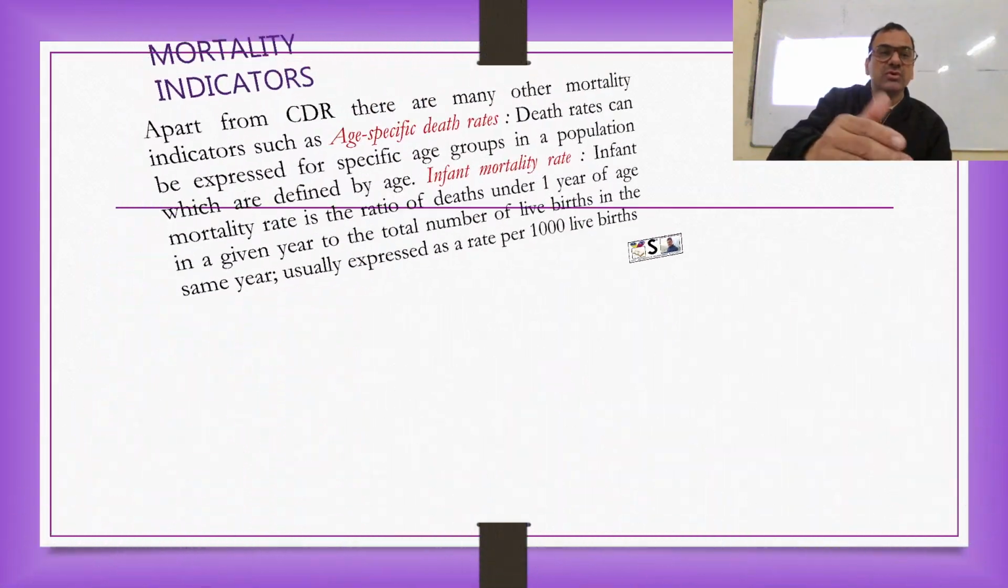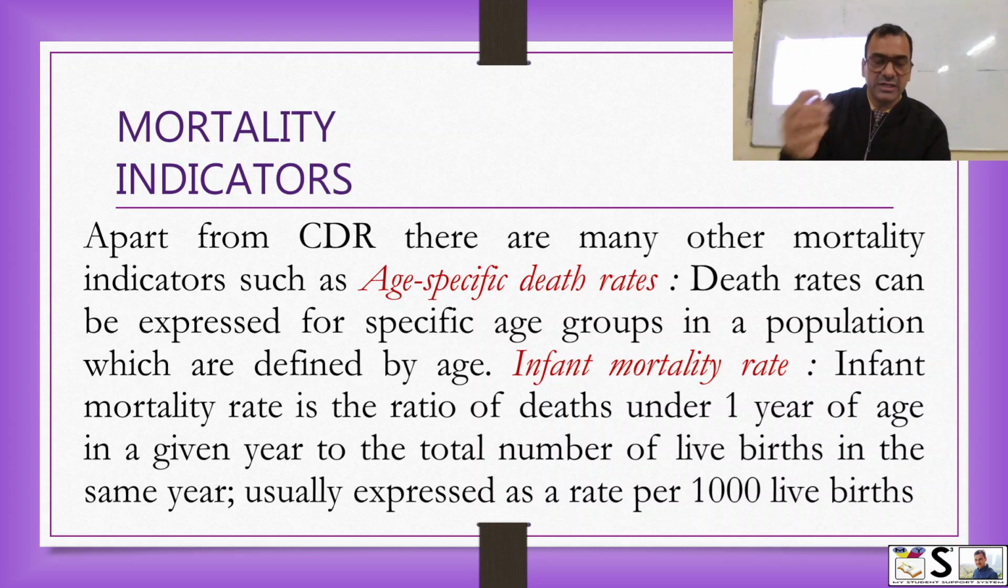Now apart from crude death rate we have some other death related rates such as age specific death rates. Okay, when we clearly indicate the death of a particular aged person, then it is known as age specific death rate. What example can we take? The best is infant mortality rate. So infant mortality rate is also a death related rate, but it indicates a specific age group. What is the age group of an infant? From birth up to 1 year of age.